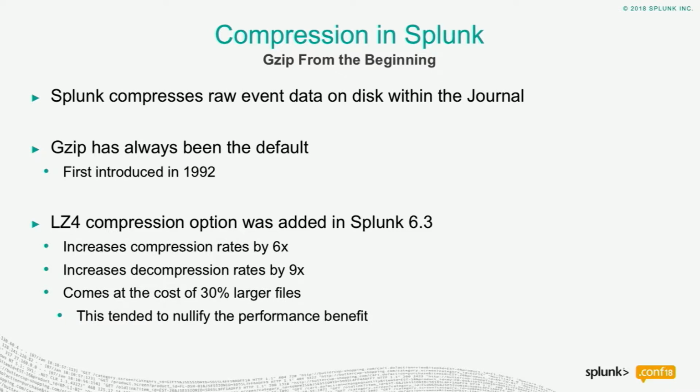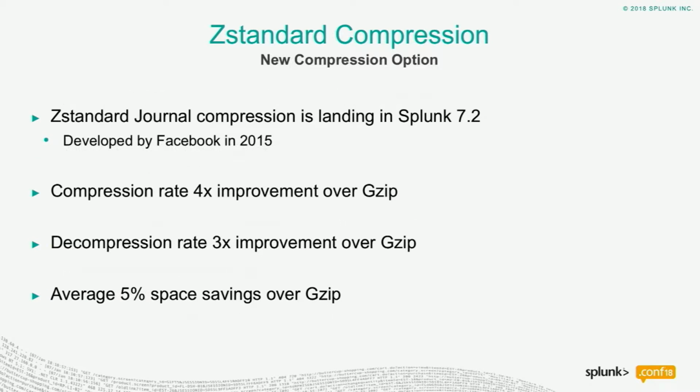Since most of our data is being sent over the network from the indexer to the search head, this tended to nullify any performance benefits you would have seen. So to rectify this, starting in Splunk 7.2, we're announcing support for the Z standard journal compression. This is a relatively new algorithm developed by Facebook in 2015. It offers 4x the compression rates and 3 times the decompression rates over gzip. However, unlike LZ4, it actually offers around a 5% space savings over gzip. So roughly we can think of Z standard as the best of both worlds. It has gzip space savings with LZ4 decompression rate speeds.